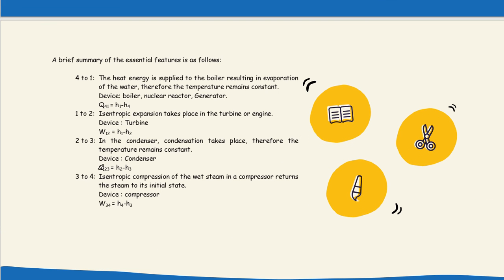So for the process 3 to 4, it is an isentropic compression of the wet steam. Then it returns to the initial state. So it involves the process using work, which is work 3 for H4 minus H3.